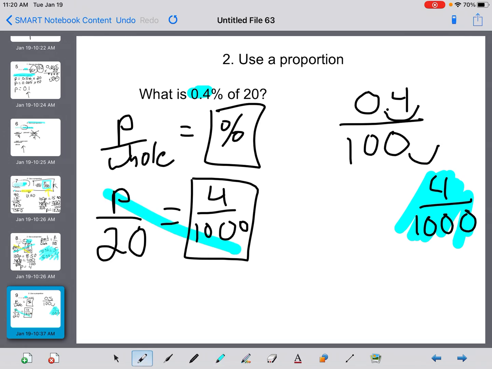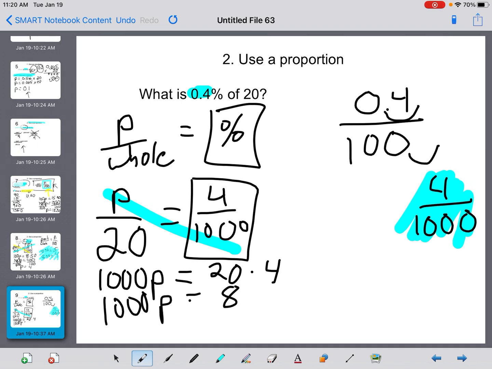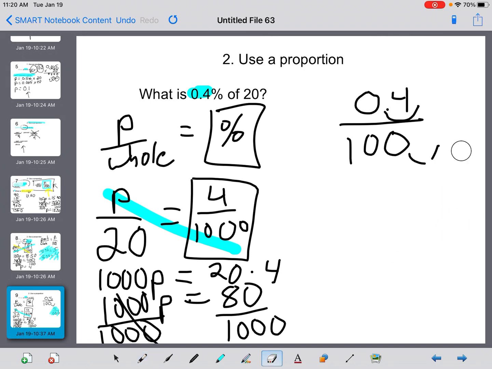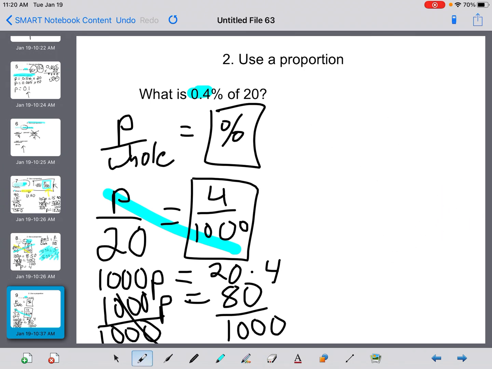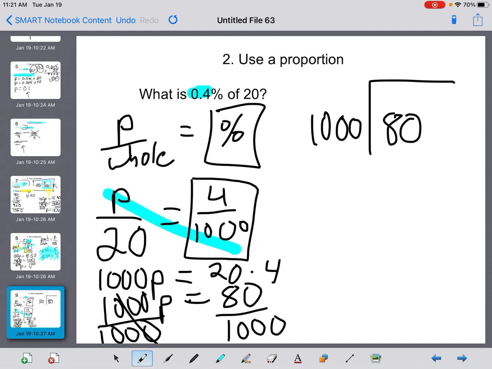I'm still going to do cross products. So now I have 1,000p equals 20 times 4. 1,000p equals 80. Divide by 1,000 on each side. So now I get 80 divided by 1,000. Remember, with division, number on top goes in the box.